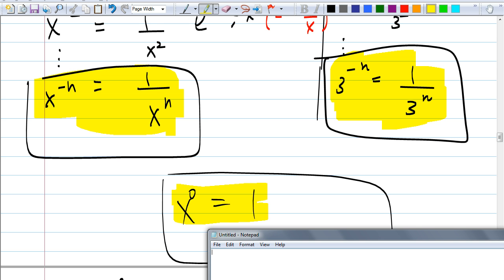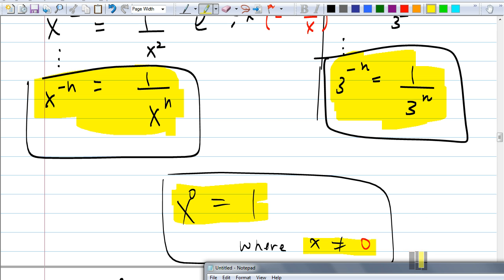So is this always true? X to the 0 power is equal to 1? This will not always be true. You have to say, except where x doesn't equal 0. If x is 0, then you're dividing by 0, because you're dividing by that base. So you want to make sure that the base that you're dividing by isn't 0.